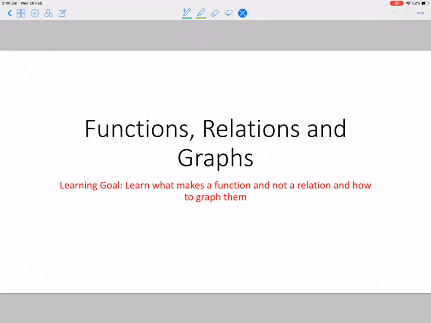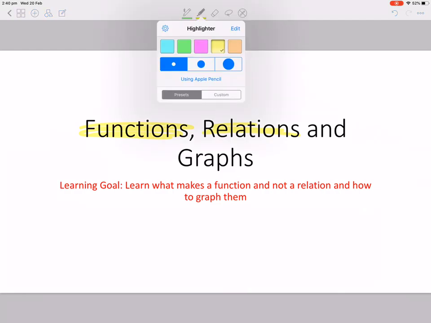Okay, so this lesson is on functions, relations, and graphs. And the graphs relate to the functions and relations. Now, we should know what functions are because we had a look at them. Now, relations will be very similar. It's essentially the same thing, but there's one thing that makes them different to the other one.